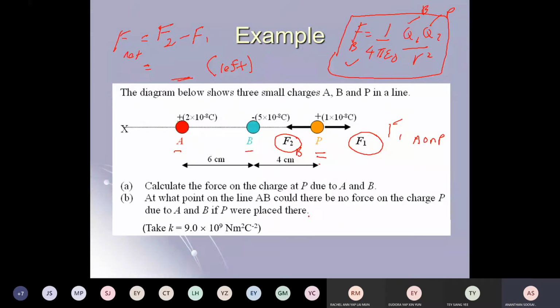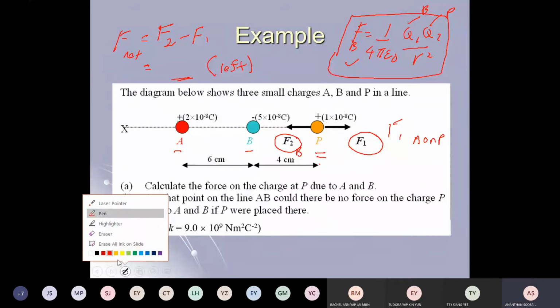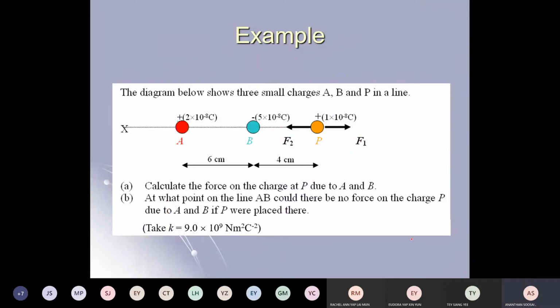Okay. 1 minute for you. Read the question. Okay, part B is a little tricky. Without calculating, what is the question actually asking?